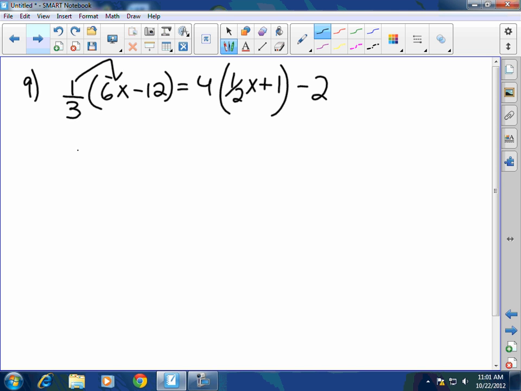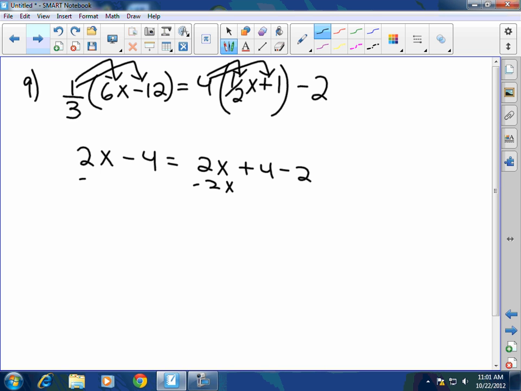One third times 6x is 2x. One third times negative 12 is minus 4. 4 times one half x is 2x. 4 times 1 is positive 4, minus 2. Subtract 2x from both sides. Negative 4 equals 2. Is that a true statement? So it's no solution.